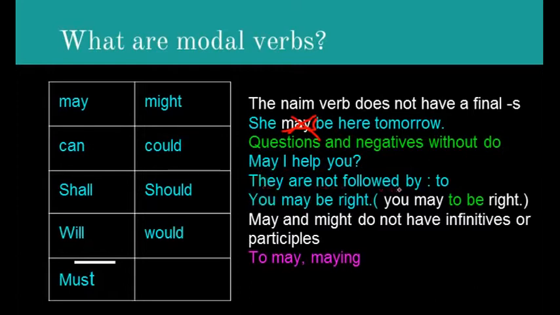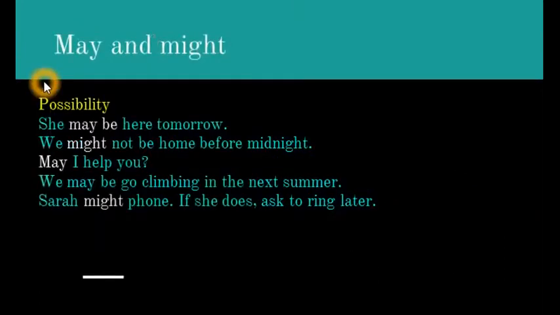They are not followed by to. After may and might, we use the infinitive of other verbs without to. We cannot use to. For example, you may be right. We cannot say "you may to be right." This will be wrong. May and might do not have infinitives or participles, like "to may" or "maying." All modal verbs are followed by the simple form of the verb.